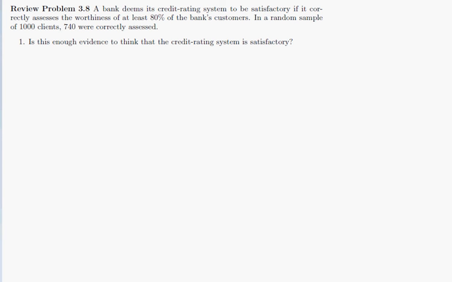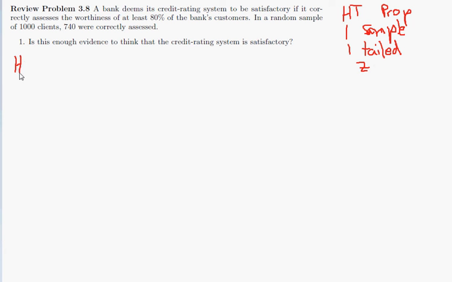Let's take a look at this next problem concerning a credit rating system that's supposed to be at least 80% effective or accurate. This one is a hypothesis testing question. It involves a proportion. This one is a one sample problem. And it is also a one-tailed problem because the question is: is it 80% or is it less than 80%? And because it's a proportion problem, this will involve the test statistic z.